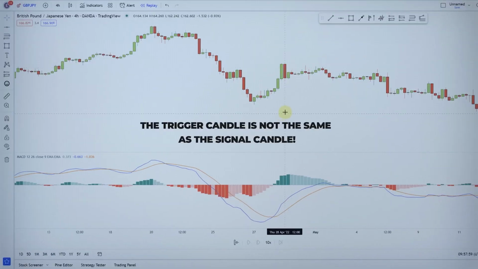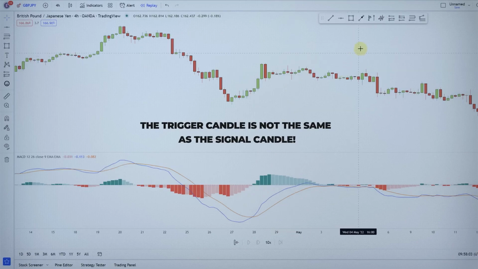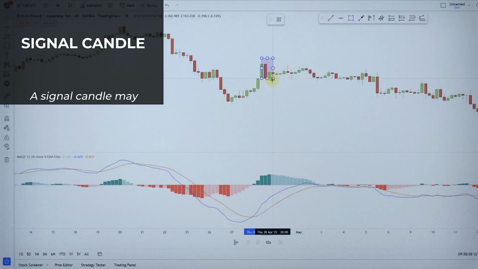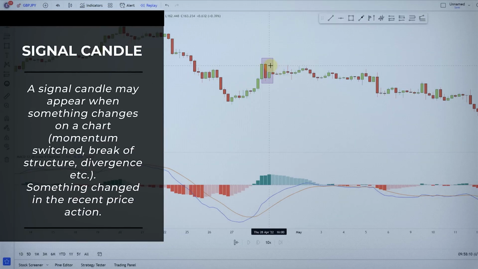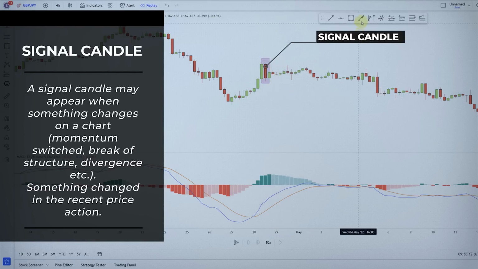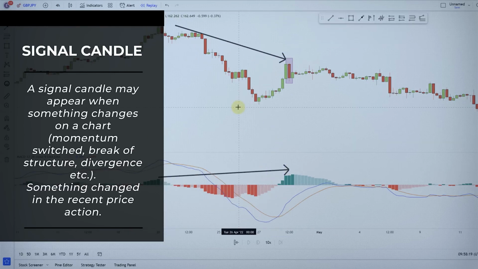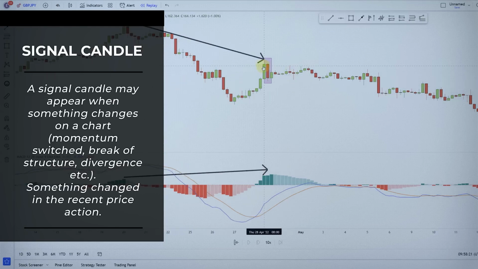There's a difference between a signal candle and a trigger candle. If you can't differentiate these two, this might turn into a problem. A signal candle may appear when something changes on a chart. Maybe the momentum switched, or there was a break of structure, or there's some sort of divergence. Something changed in the recent price action.